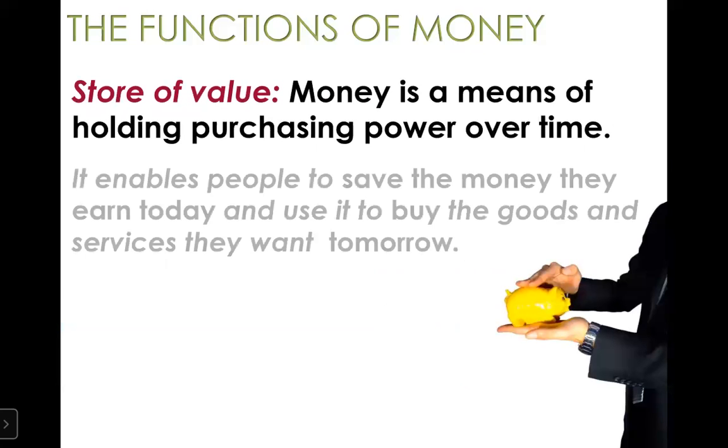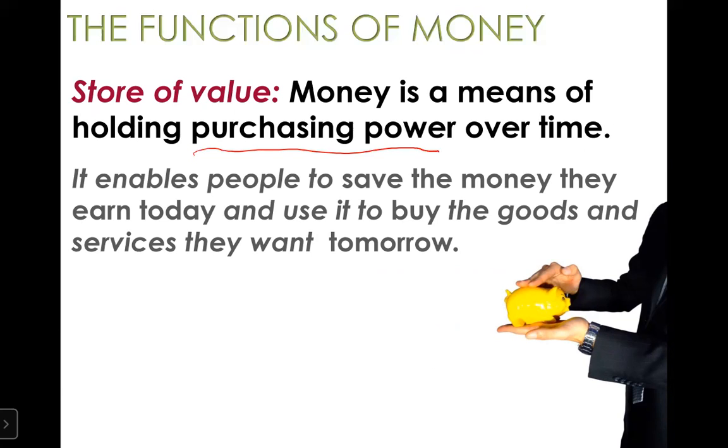Now, secondly, money must function as a store of value. Money is a means of holding purchasing power over time. This purchasing power may decline or increase over time, but it holds some purchasing power. So that's called store of value. Money enables people to save the money they earn today and use it to buy the goods and services they want tomorrow. So this is called store of value.